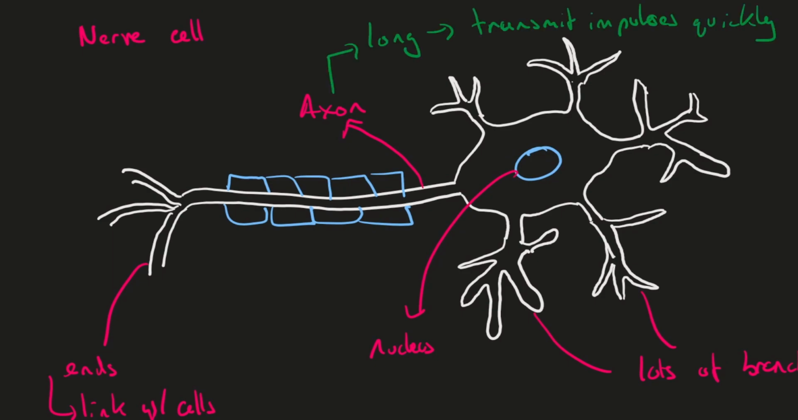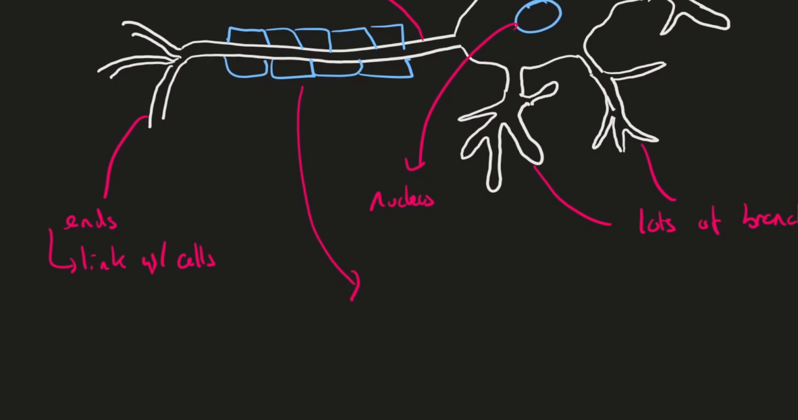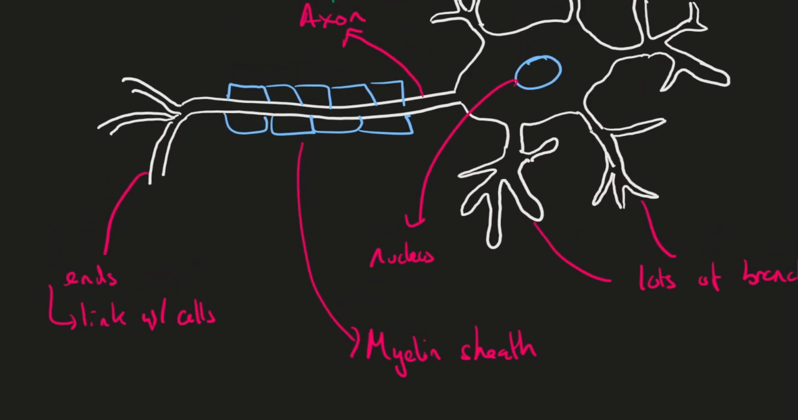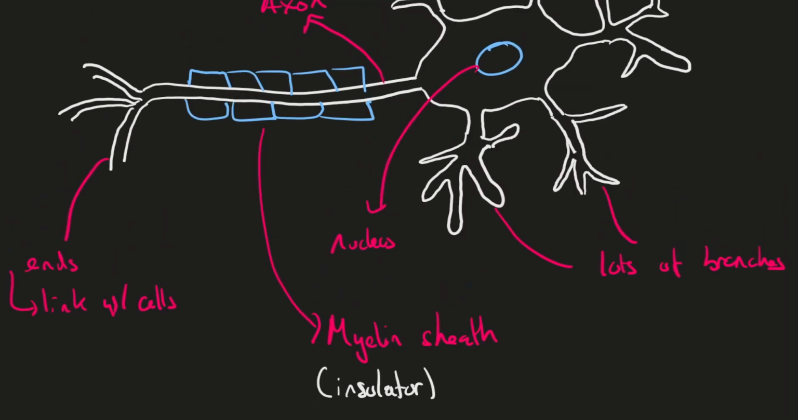Let's add that on. Okay, and then you can see around the axon you've got these blue things over here. This is essentially a coating around the axon, and this is actually called a myelin sheath. Essentially, if you imagine you have electrical impulses going through your axon over here, the role of the myelin sheath is basically to act as an insulator and insulate the rest of the cell from that electrical signal. Okay, so that is a nerve cell.